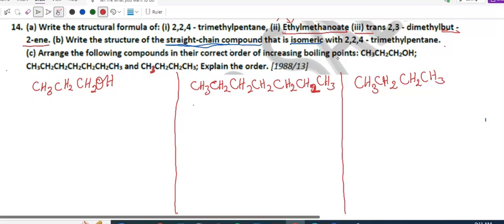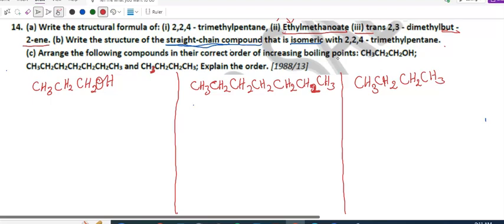Good. Remember what I told you. When you are asked to arrange compounds in order of boiling points or melting points, you think about intermolecular forces, because with covalent compounds, if you melt or boil them, what you are breaking is the intermolecular forces, okay, not the covalent bonds.